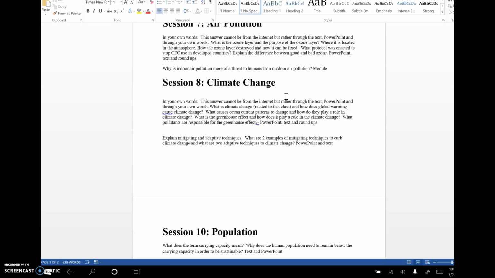Look in the PowerPoints, etc. What is the greenhouse effect, and how does this play its role in climate change? So I want you to talk about the greenhouse effect. What pollutants are responsible for the greenhouse effect? So bring that into the conversation.